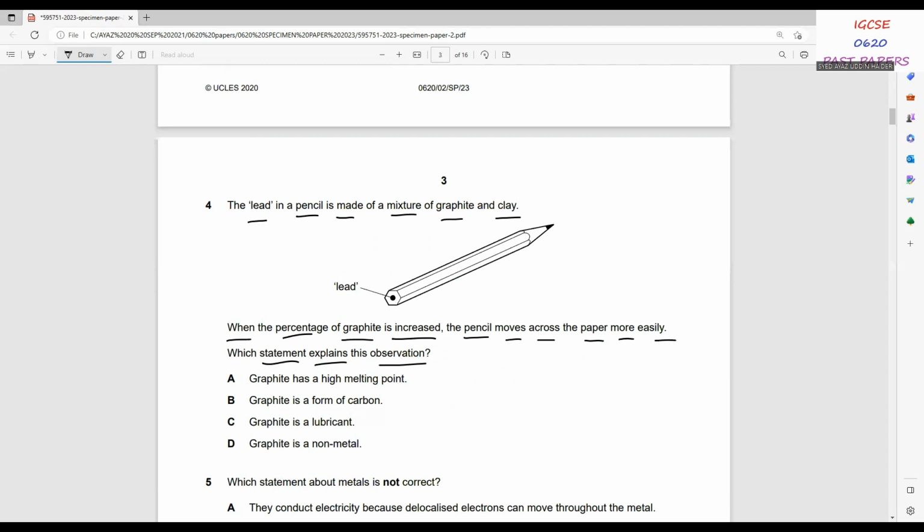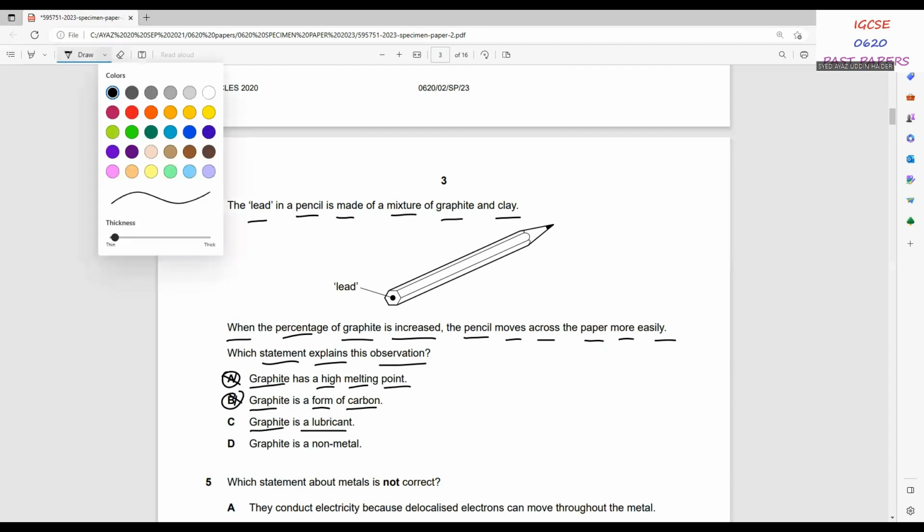Choice A, graphite has a high melting point. This doesn't make any sense, so this is wrong. B, graphite is a form of carbon. Again, this doesn't make any sense. C, graphite is a lubricant. This looks like the correct answer to me.